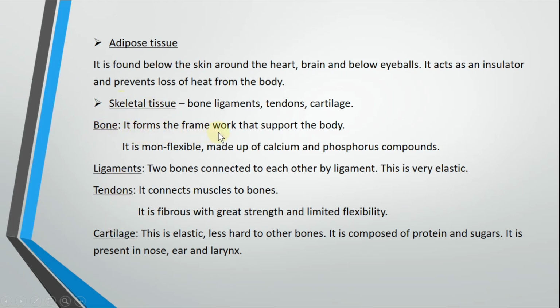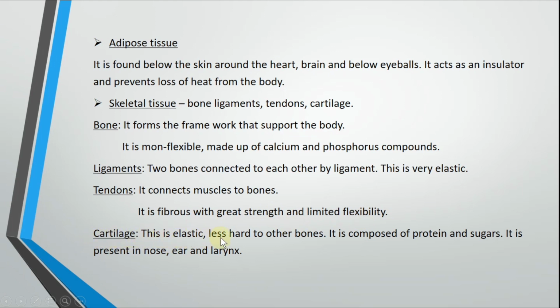Bone. It forms the framework that supports the body. It is non-flexible, made of calcium and phosphorus compounds. Ligaments. Two bones are connected to each other by a ligament. This is very elastic. Tendons. It connects muscles to bones. It is fibrous with great strength and limited flexibility.